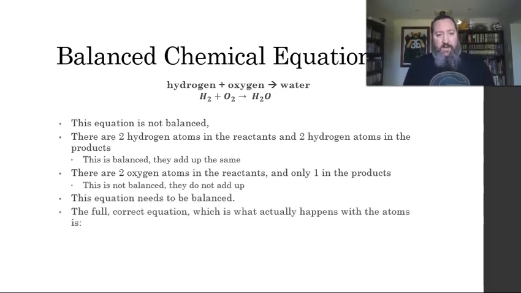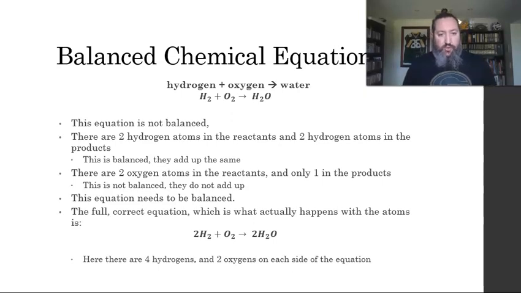So we need to get it to add up. What actually is happening here, and what would actually be happening in the real world, is this. We get 2 hydrogen molecules adding to 1 oxygen molecule, and that produces 2 water molecules. So 2H2 plus O2 turns into 2H2O. Now let's just add up each of the pieces.